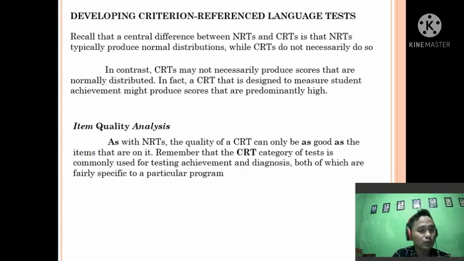Item quality analysis, as with the NRT, the quality of a CRT can only be as good as the items that are on it. Remember that the CRT category of test is commonly used for testing achievement and diagnosis, both of which are fairly specific to a particular program.